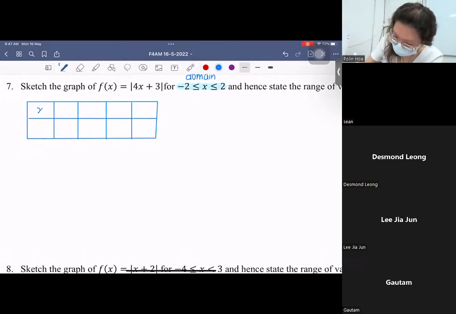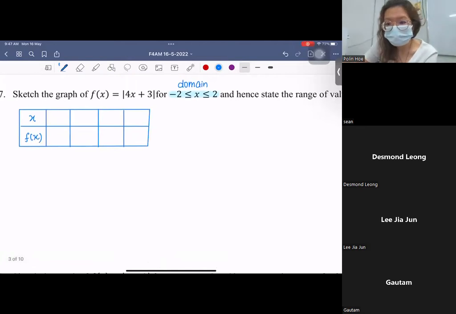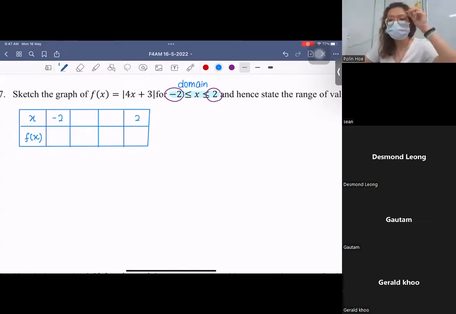We have x and f(x). Always fill in these two, -2 and 2. And what to fill in for the center ones? I do not want to draw everything. I want to find out my x-intercept and y-intercept.